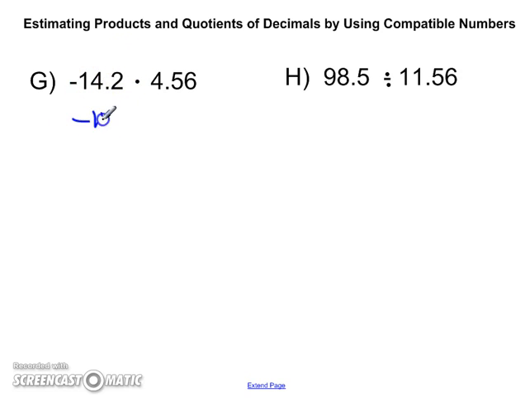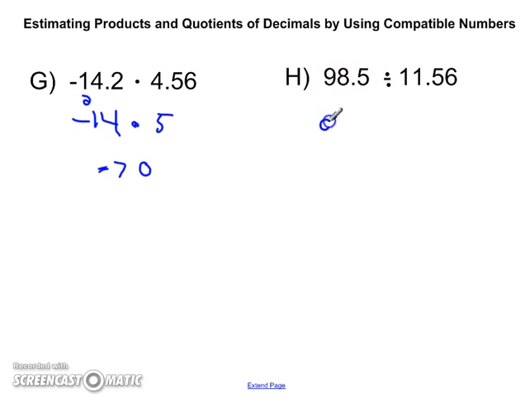-14.2, -14. Close enough. Times, well, 4 and 56 hundredths, well, that's basically 5. Again, multiplying by a single digit number, not too bad. 5 times 4 is 20. 5 times 1 is 5, and 2 is 7. So we're talking about approximately -70. Yeah, so if I multiplied these out by hand, doing all of the steps, and I wasn't around -70, I'd have a problem.